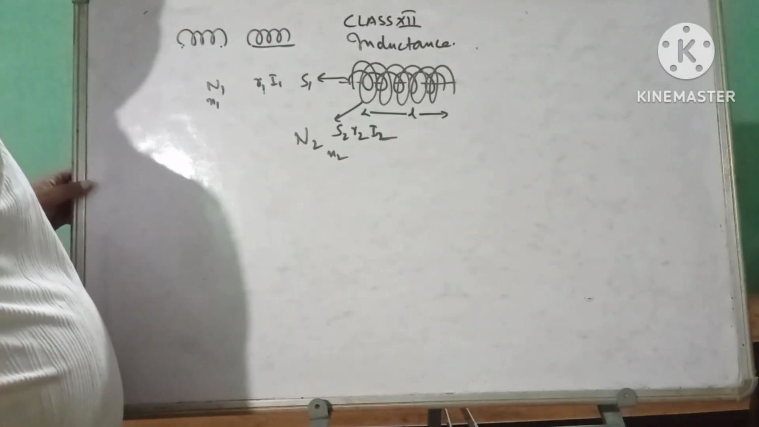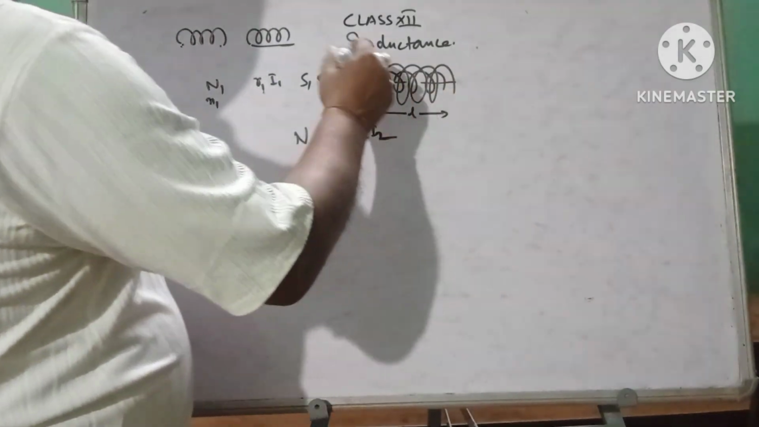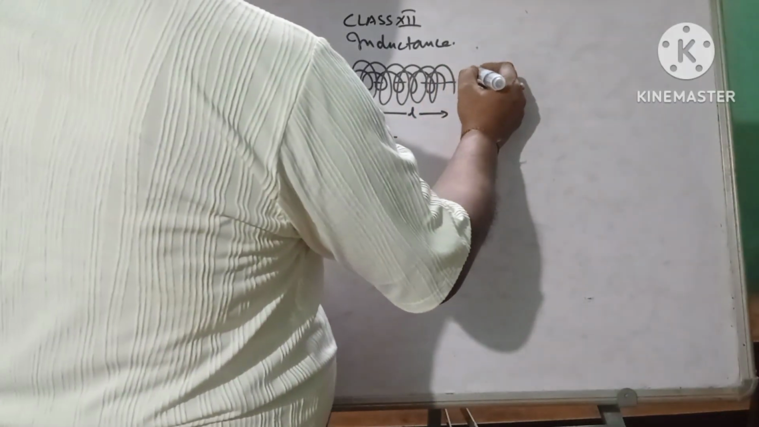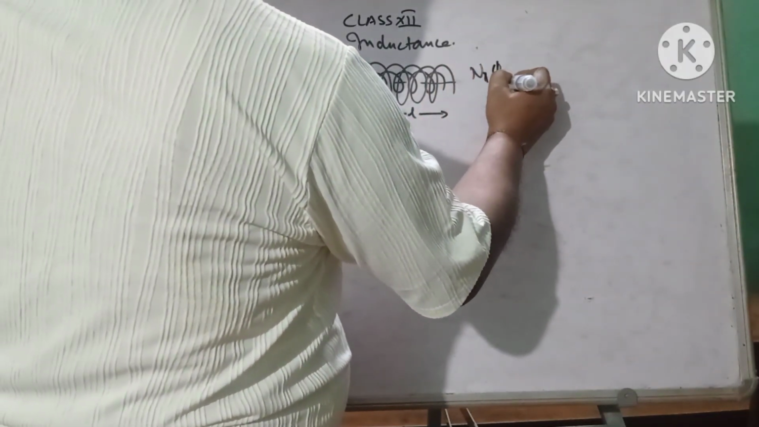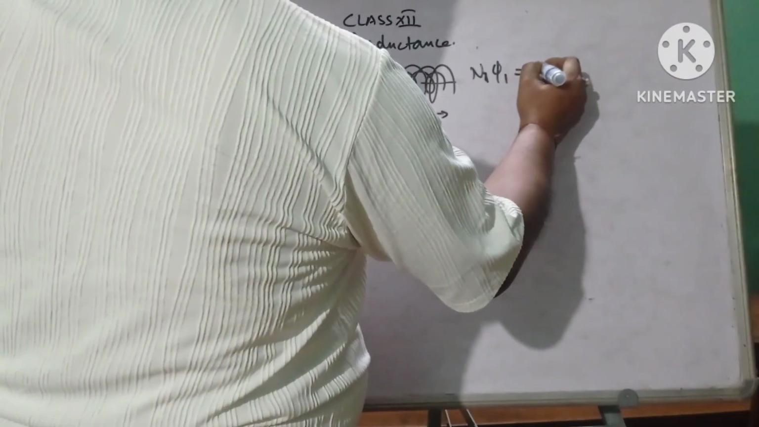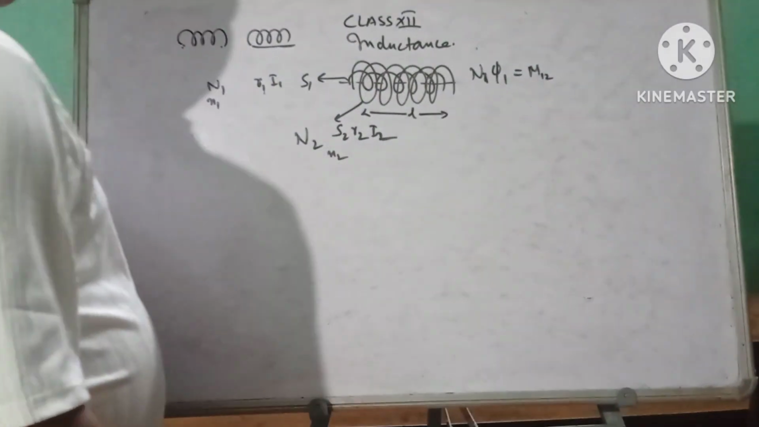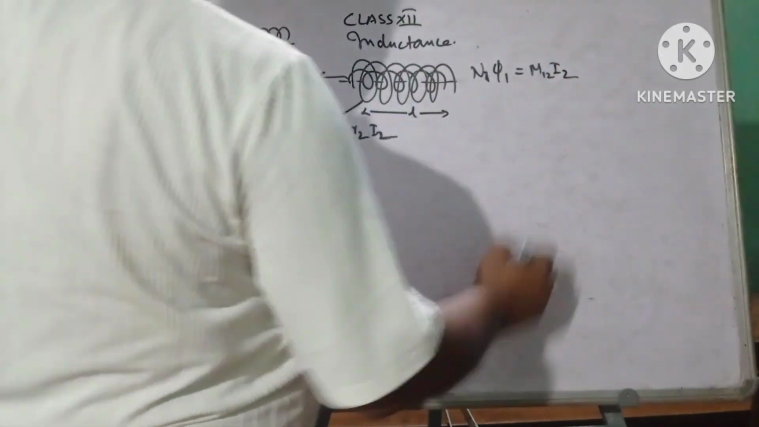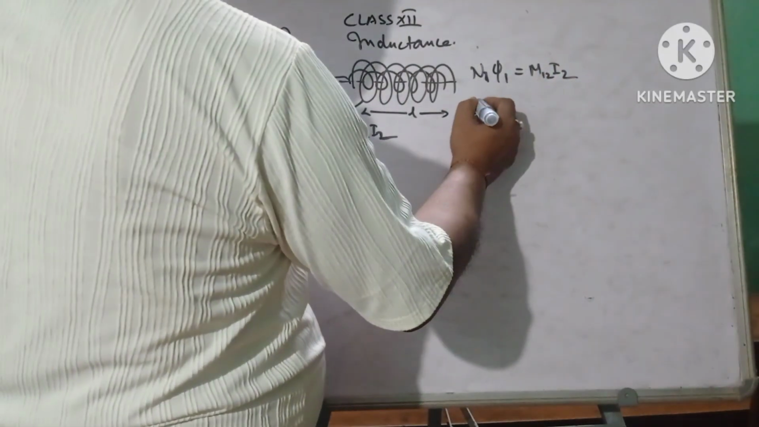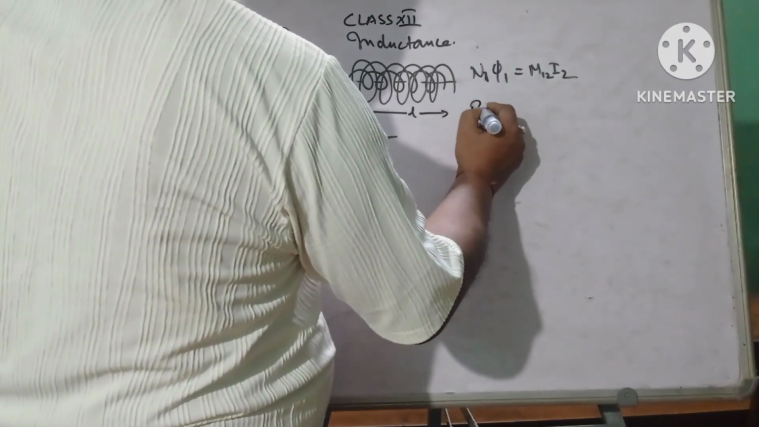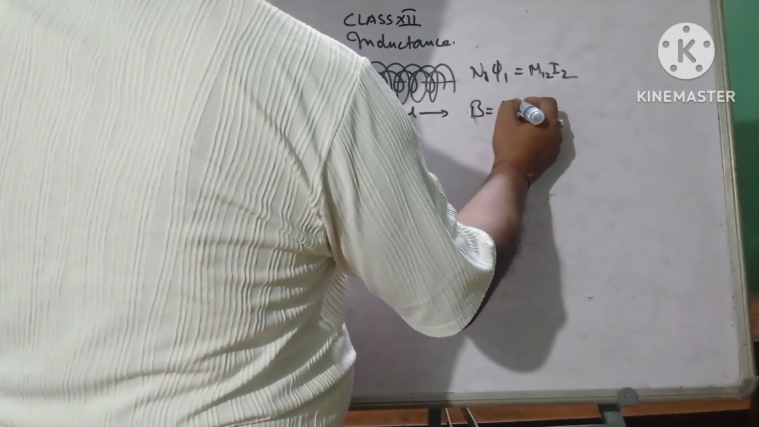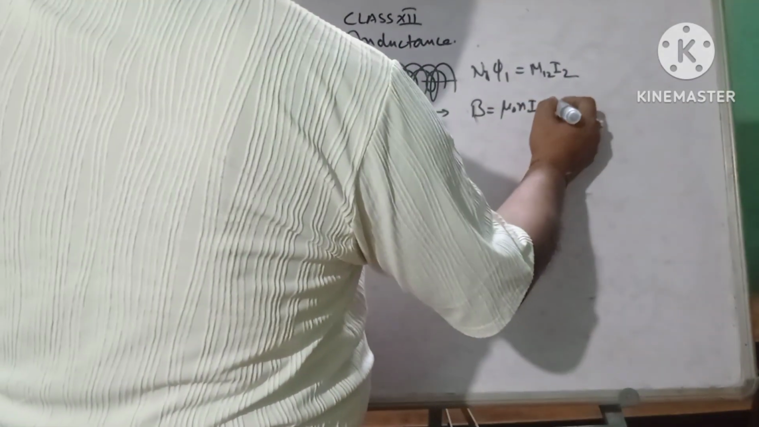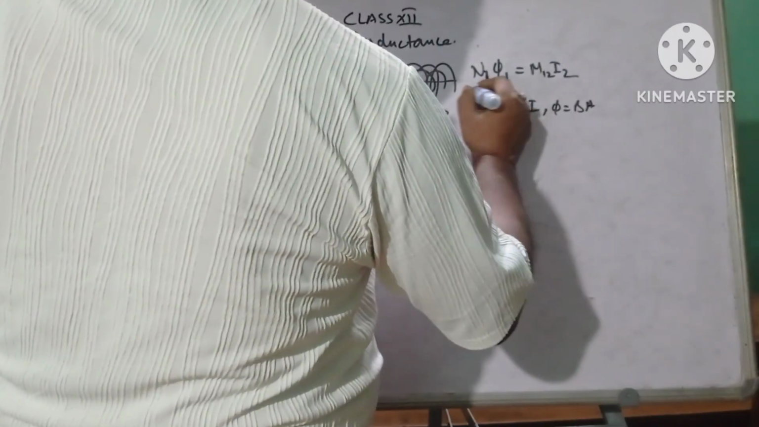So here the current is flowing in the bigger coil and the flux linkage is in the smaller coil. So N1 phi 1 will be equal to M12, the mutual inductance of 1 with respect to 2, times the current flowing, that is I2. We know that the magnetic field inside a solenoid is constant, B = mu0 N I, where N is the number of turns per unit length and I is the current flowing through it. And also we know that phi is equal to BA, magnetic field times area.